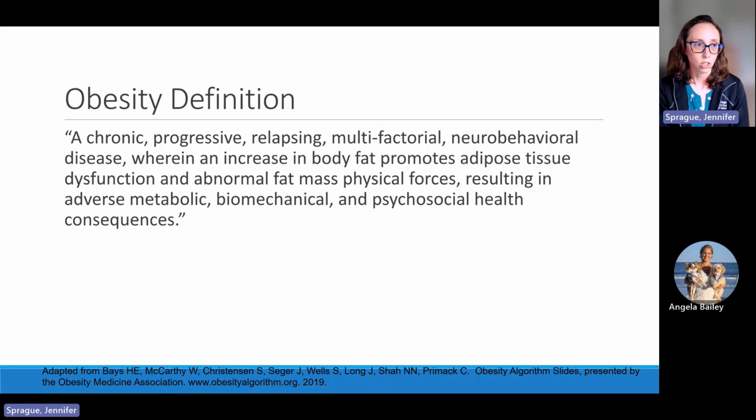So it's chronic, it lasts a long time, it's progressive, it often gets worse, it's relapsing, so even if it gets better, it may get worse again. There are many factors, and neurobehavioral components are an important part, wherein an increase in body fat promotes adipose tissue dysfunction, abnormal fat mass physical forces, that results in adverse metabolic, biomechanical, and psychosocial health consequences. This is a really comprehensive definition, but it's not very practical to identify your patients who have this problem.